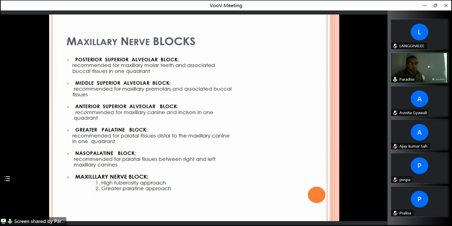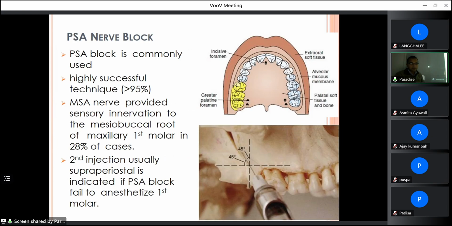There is also maxillary nerve block. There are two approaches: high tuberosity approach and greater palatine approach. In case of PSA, the posterior superior alveolar nerve supplies the pulp tissue of the first, second, and third molar as well as the buccal gingiva, except the mesiobuccal root. In 28% of cases, it may be supplied by either MSA or ASA.